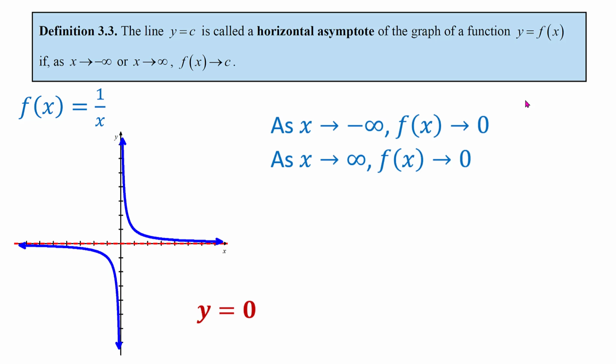So what does this mean? As x approaches negative infinity, as our graph heads to the left here, f of x approaches 0. That tells me that my y values are getting closer and closer to 0. As x approaches positive infinity, or as our graph heads to the right, f of x approaches 0, and that tells me that my y values are again getting closer and closer to 0 from the positive side.